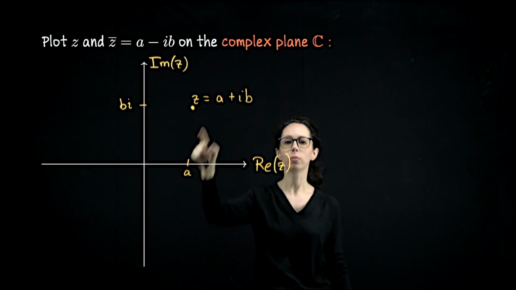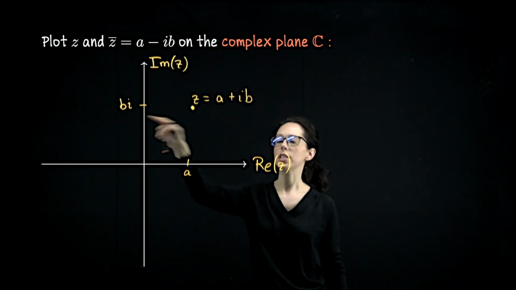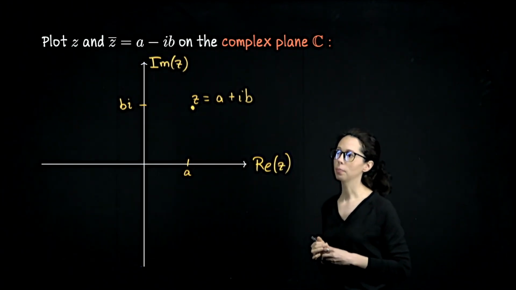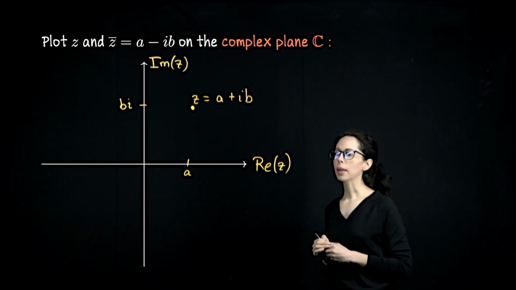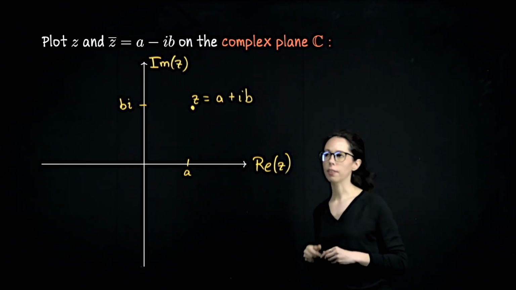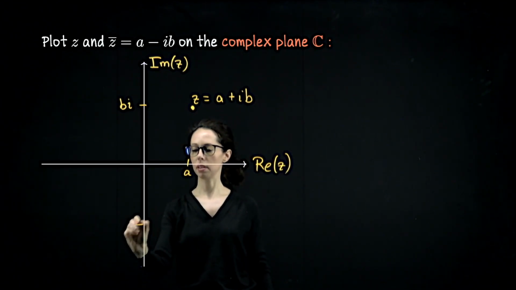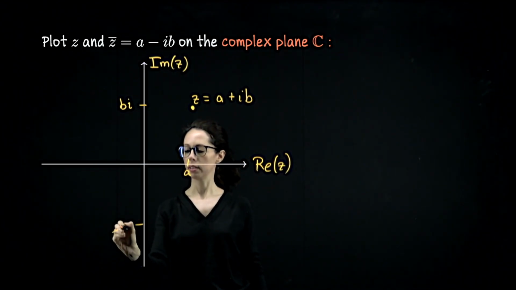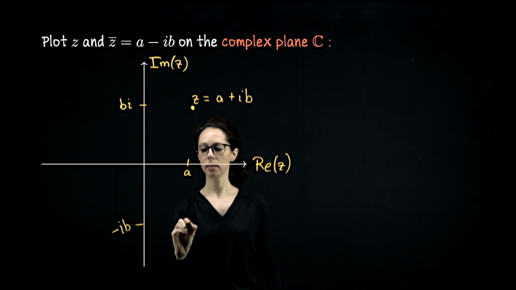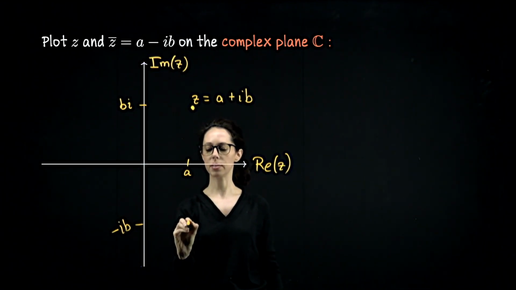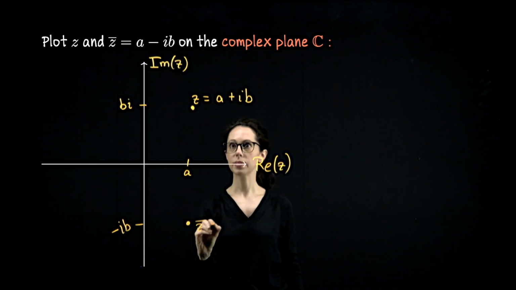So it has a real coordinate of a and an imaginary component that looks like ib. The complex conjugate would be the reflection of this number over the real axis. So it has the same real component, and then let me put about negative ib down here, so that the complex conjugate of z would live down here.